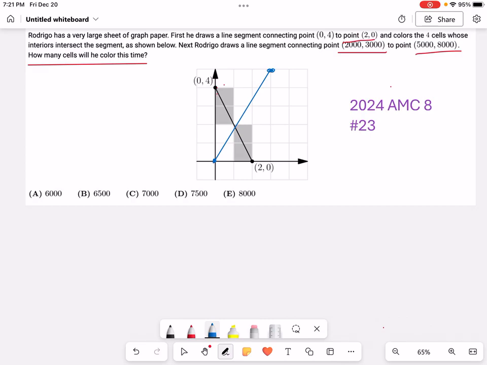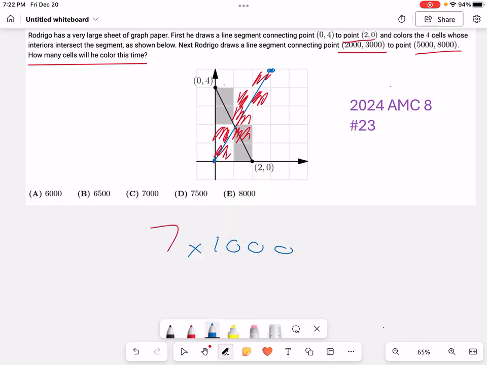And now, how many squares does this touch? Well, let's count. So we have 1. All right, let's do it in a different color. 1, 2, barely touches this, 3, 4, and then 5, 6, 7. Okay, so it touches 7 squares. But wait, we're not done, because obviously 7 is not any of the answer choices. We have to multiply by 1000.